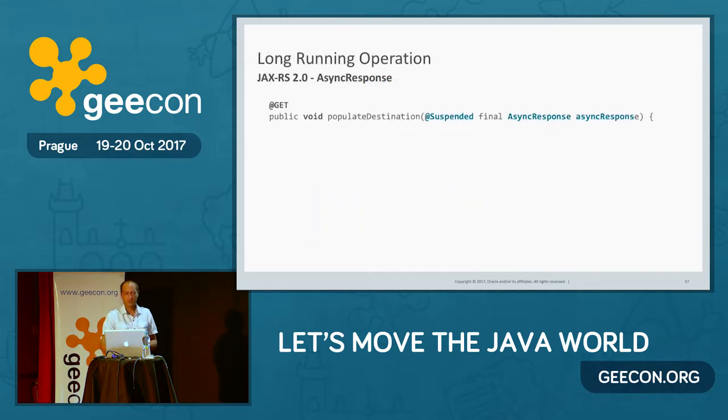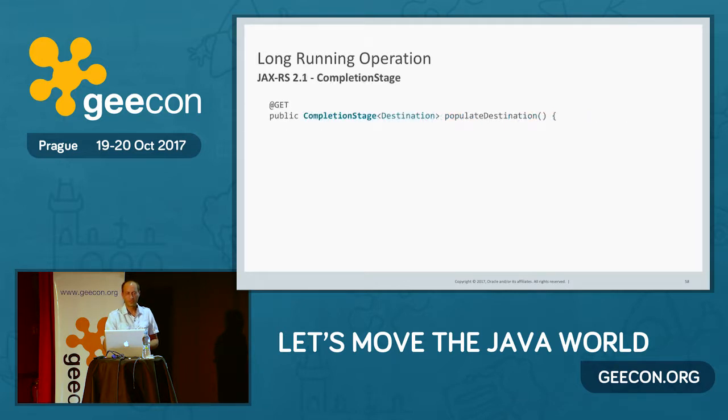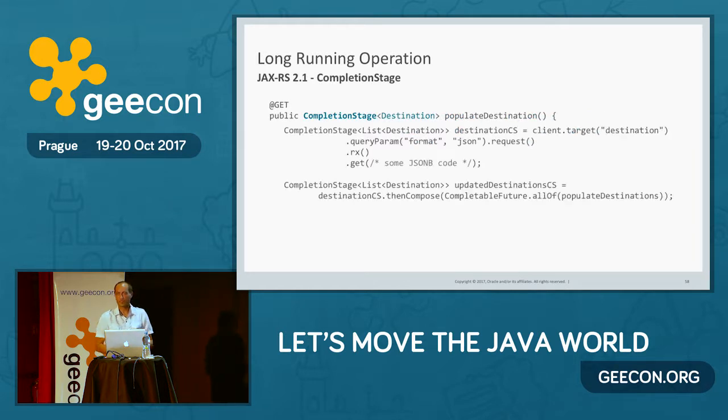There were also improvements in handling long-running operations. So basically, this is the way this was handled using JAX-RS 2.0. In 2.1, again, completion stage has been introduced. So it's simpler.